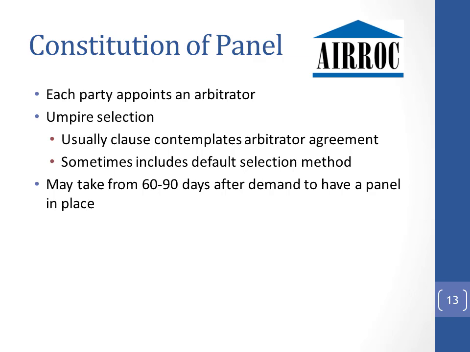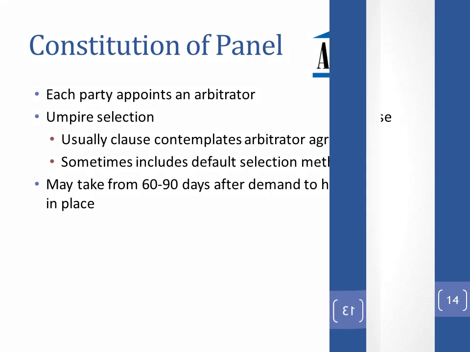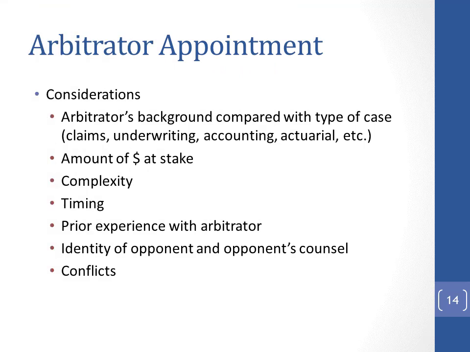When you're thinking about arbitrator appointment, moving on to slide 14, there are a number of considerations you want to keep in mind. One is the arbitrator's background, and that will vary depending on the type of case you're faced with. If it's a claims-related case, you might want somebody who's been in the claims area. If it's an underwriting dispute, you might want someone who is an underwriter. You may want an accountant or an actuary or potentially even a lawyer if it's a contract dispute. You also want to consider the amount of money at stake, the complexity, the timing. Some arbitrators are really busy, and finding somebody who has the time to set aside for the hearing in a timely manner can be difficult.